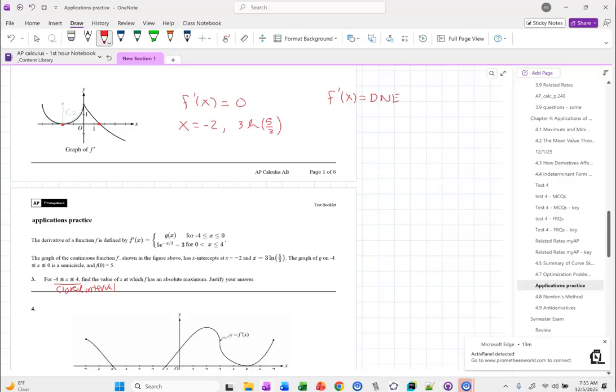Okay. So we see none here. So I need to check then what things. Not f prime.